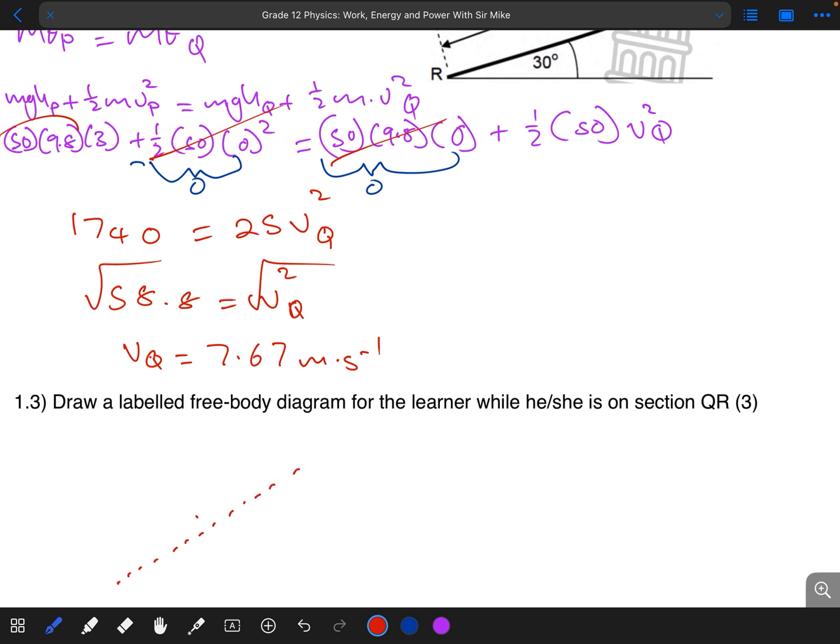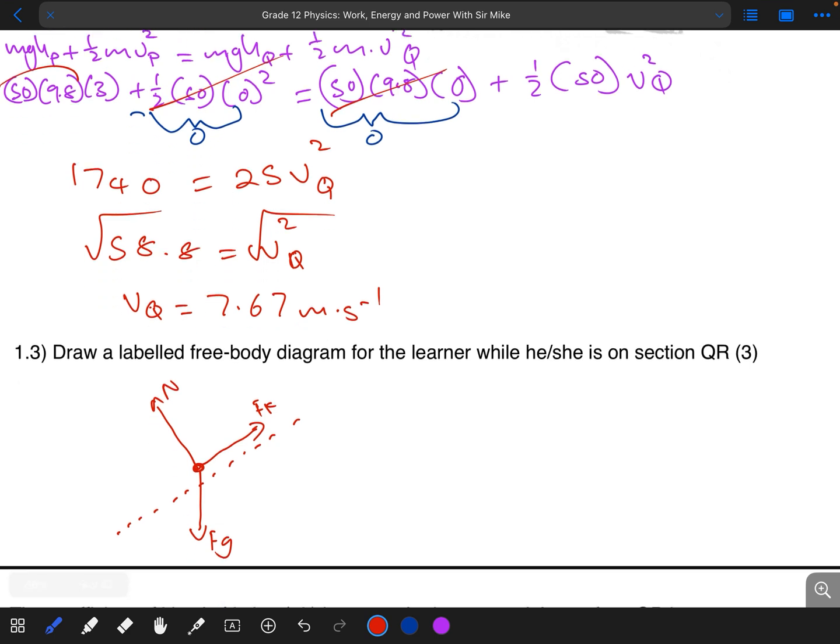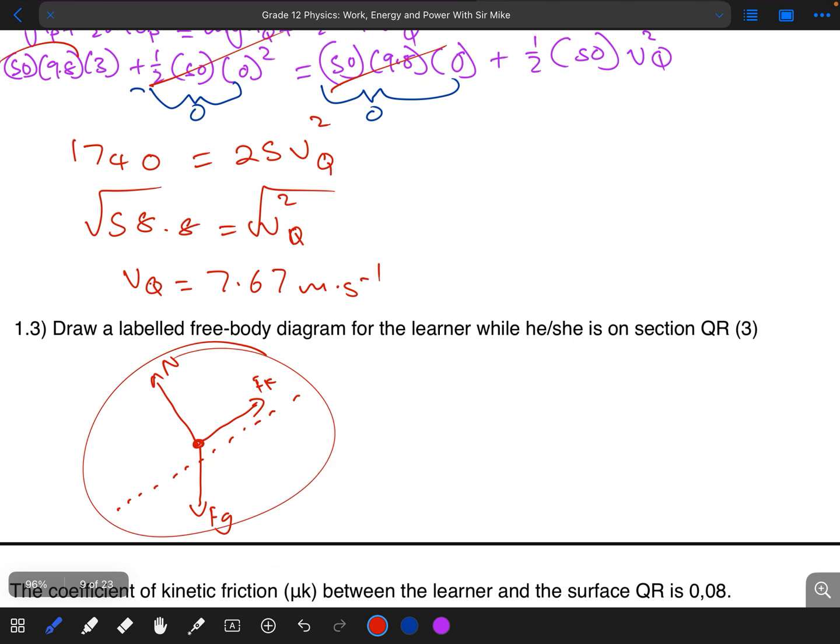We'd have our force of gravity vertically downwards. We have our frictional force, which is always opposing the motion, so it would simply be Fk. And we also have our normal force, which would be perpendicular to our surface. So this would be the free body diagram that you would give them if they ask for a free body diagram. But for you, you would need to draw the one with components.